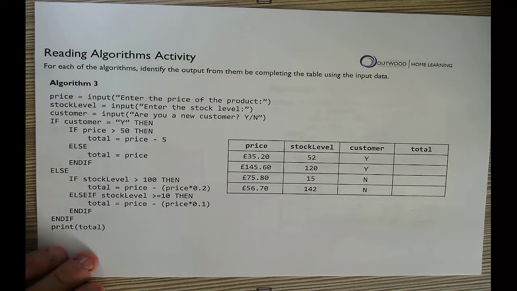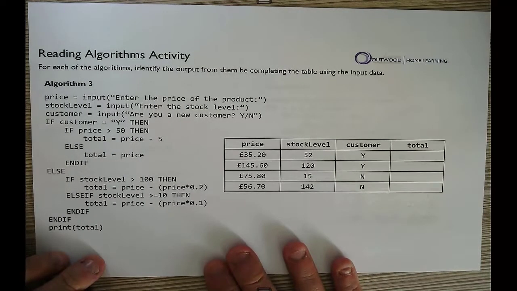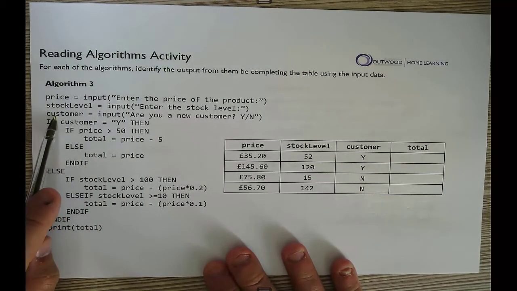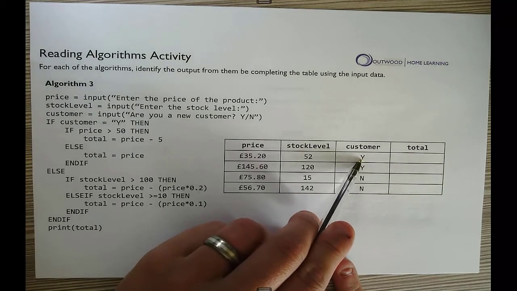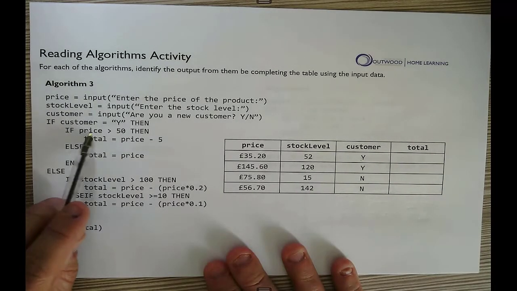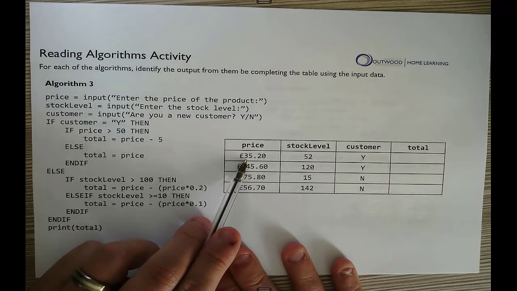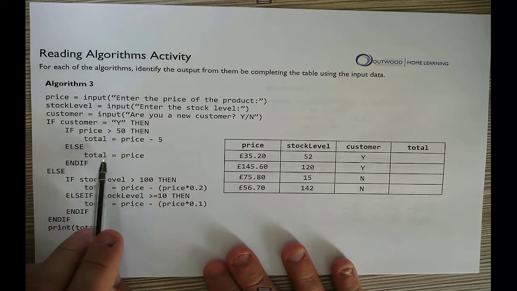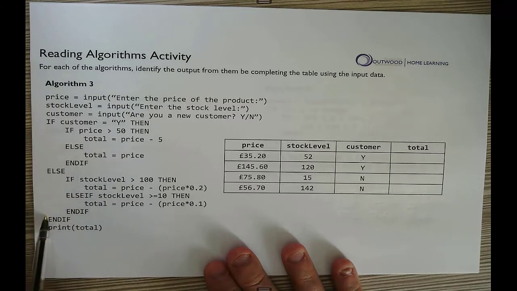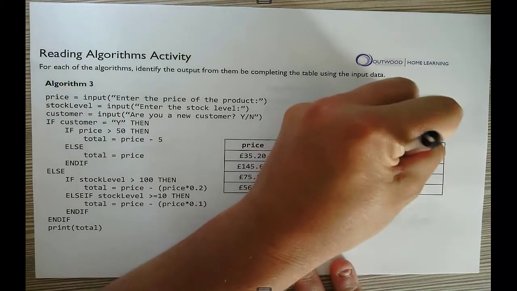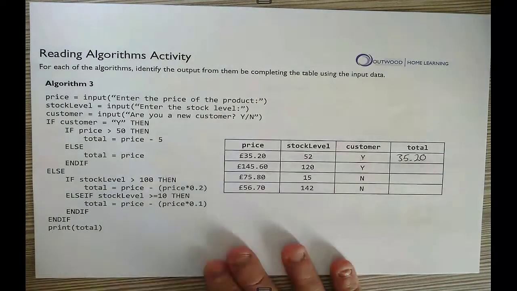Okay, so we've got quite a big algorithm here. Let's work through it. So we've got something to do with price, stock level and customer. We've been given that information. So starting at line 4 then, if customer equals Y, well, customer does equal Y. So then we do if price is greater than 50. Well, the price isn't greater than 50, so we do the else part, total equals price. Okay, so whatever my price is, total is now the same. And we skip the else part because that's if the customer is not Y, and print total. So the total is going to be 35.20.